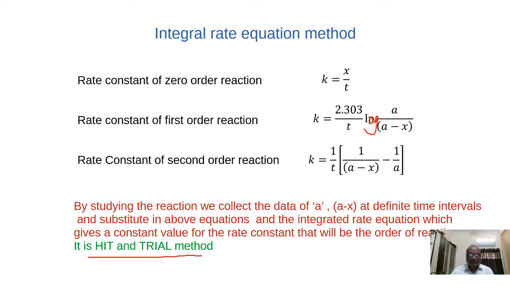In the hit and trial method, we can also draw the graphs. We have seen the different graphs which are drawn for different orders of reactions. The graph which satisfies the data represents the order of reaction. So this method is nothing but the hit and trial method. Okay, so this is the first method to determine the order of reaction.